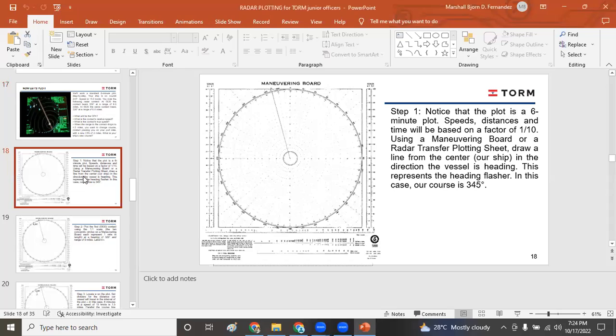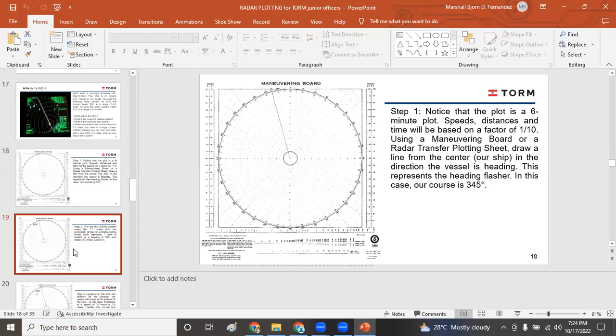Step one, notice the plot is a 6-minute plot. Speed, distances, and time will be based on a factor of 1 over 10. Using a maneuvering board or radar transfer plotting sheet, draw a line from the center, that is our ship, in the direction the vessel is heading. Okay? So ito yung heading mo, ito yung position mo, and this is your heading. This represents a heading plotter. In this case, our course is 345. So ito yon, 345 degrees true.